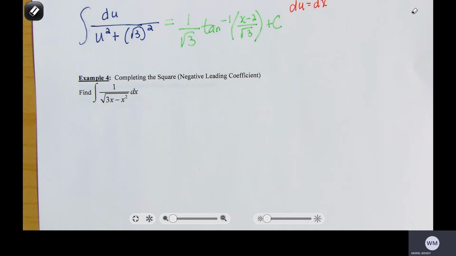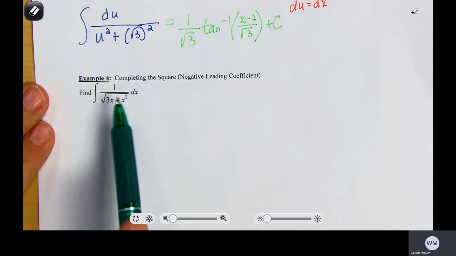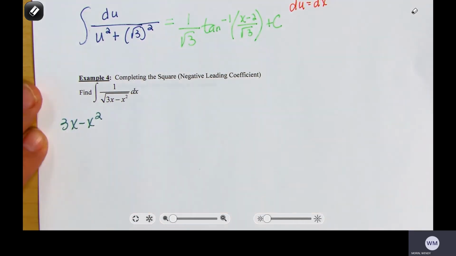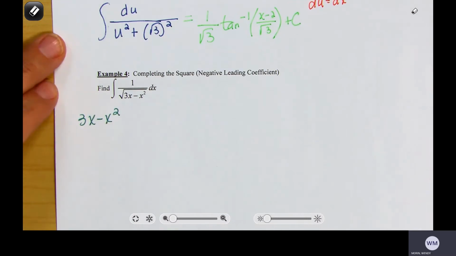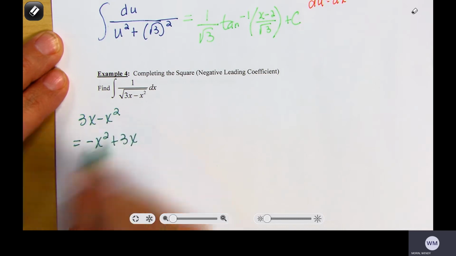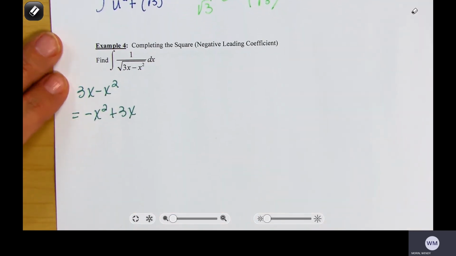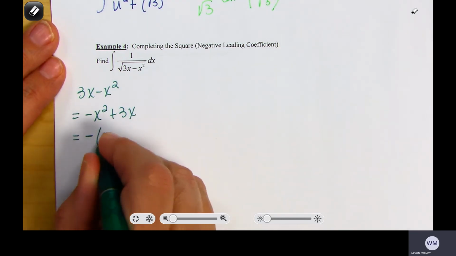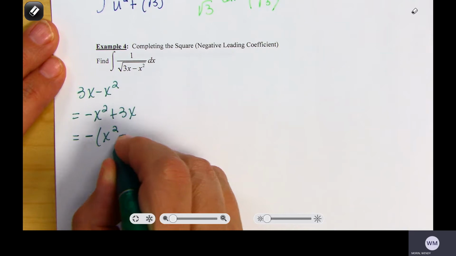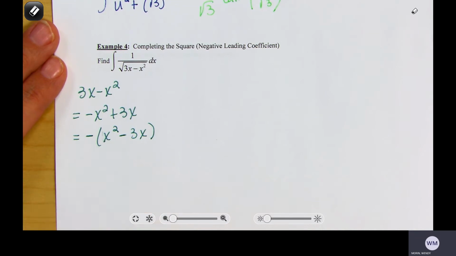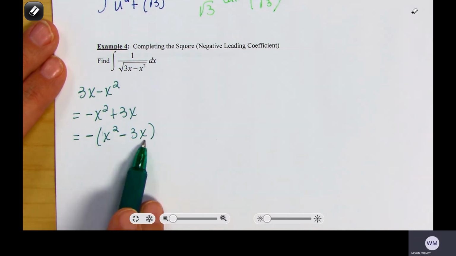So what I want to do right now is I just want to pull out and work on this by itself. That is equivalent to a negative x squared plus 3x. I'm going to put it in descending order. Something you should remember about completing the square is that you cannot complete the square unless there's a 1 in front of the x squared. So I pulled out a negative, and I'm going to work on the inside here.